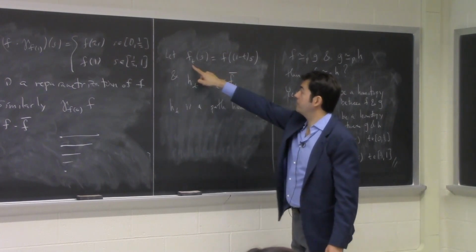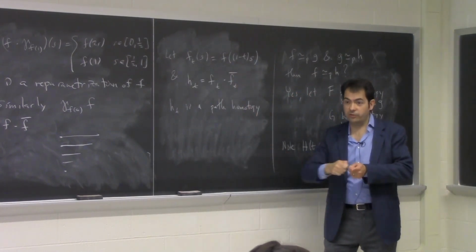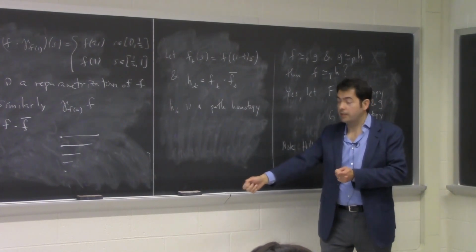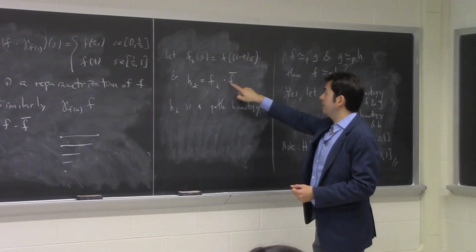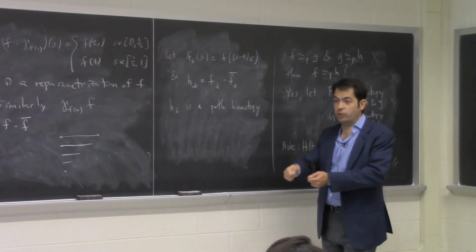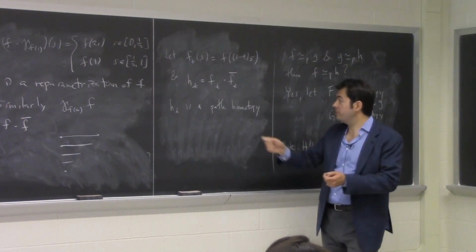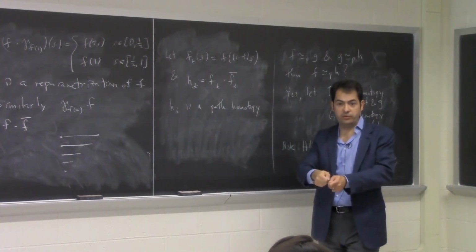Notice that, of course, f sub t is a continuous family of paths where the endpoints are changing, because it doesn't go all the way out to f of 1. But if I do f sub t dot f sub t bar, then the endpoints are always f of 0. It goes from f of 0 out some ways and then comes back to f of 0. So this is a path homotopy because the endpoints are fixed.